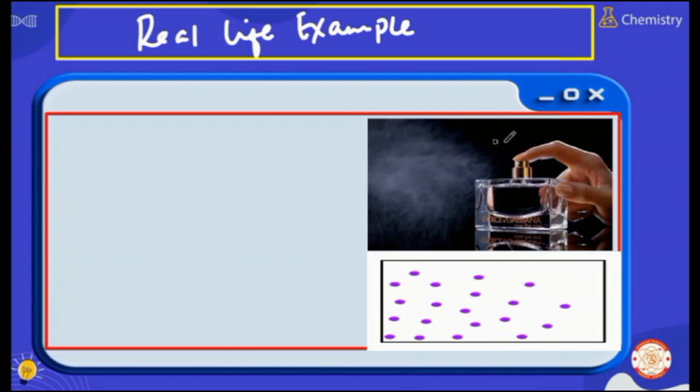So when you spray the air refreshener, the gas particles come out.